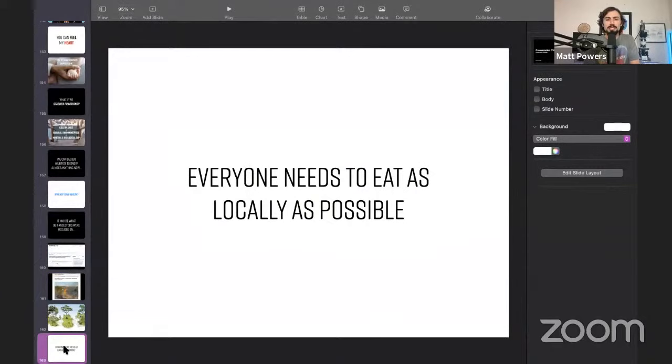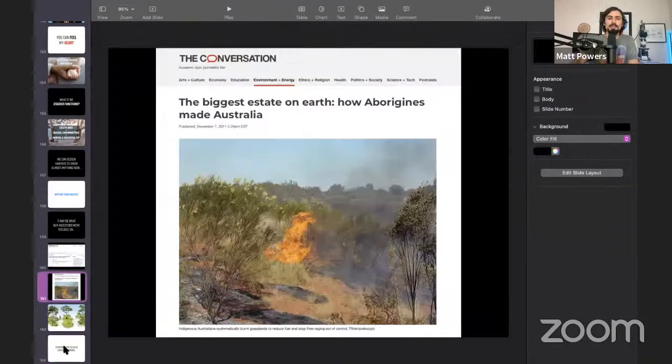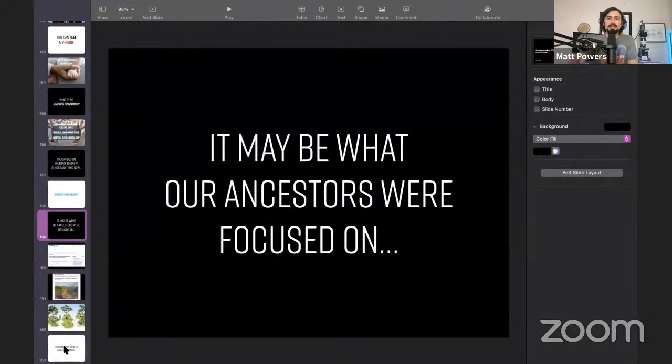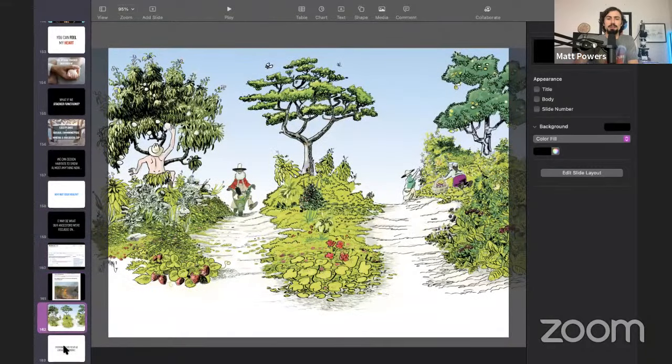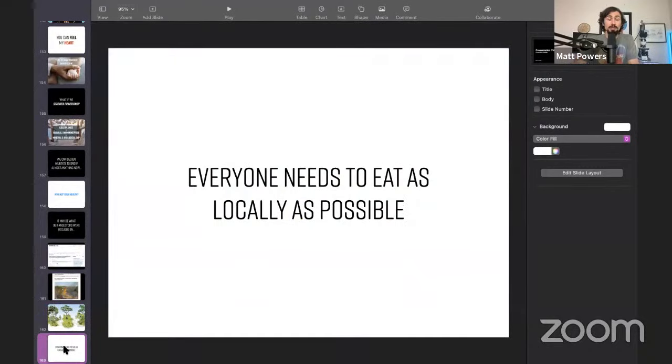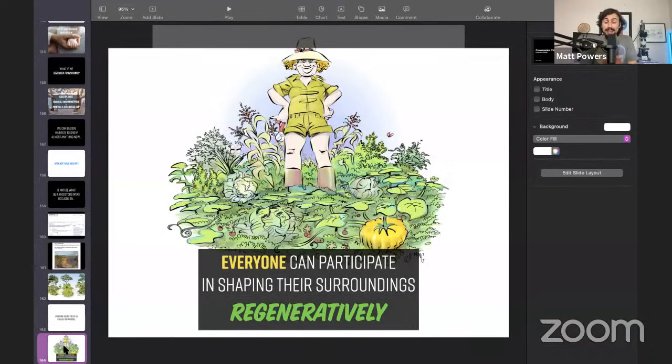And everyone needs to eat as locally as possible. Everyone needs to be in this loop, this environmental connection. We need to make blue zones everywhere. So we need to eat locally as much as possible. And everyone can participate in shaping their surroundings regeneratively.